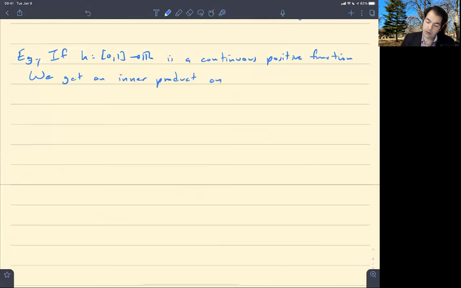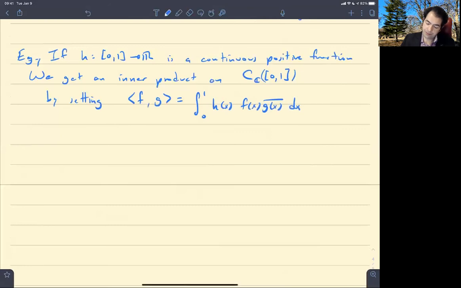We get an inner product on the continuous complex valued functions on [0, 1] by saying that the inner product of two functions f and g is going to be the integral from 0 to 1 of h(x) f(x) g(x) bar dx. So same thing I had before, but now I put a weight, this h.